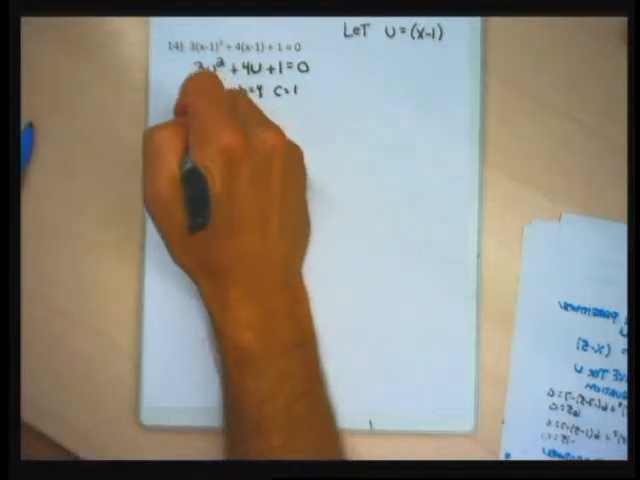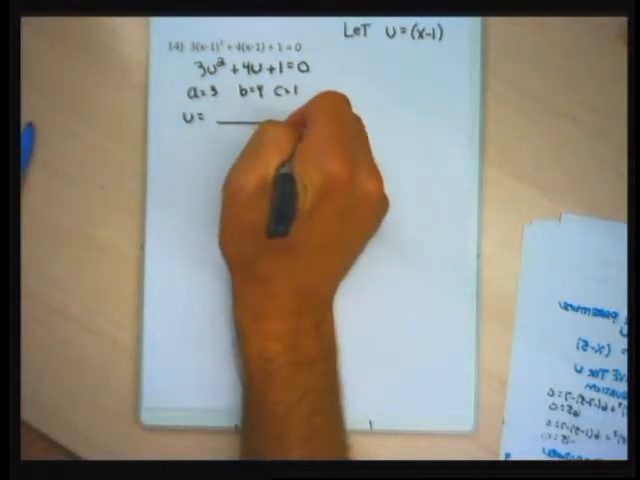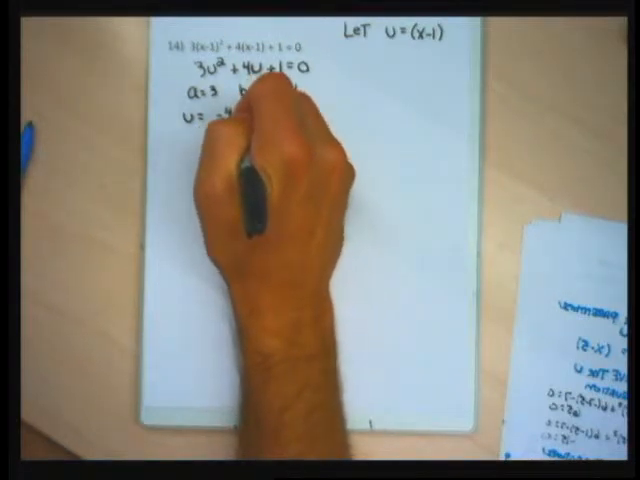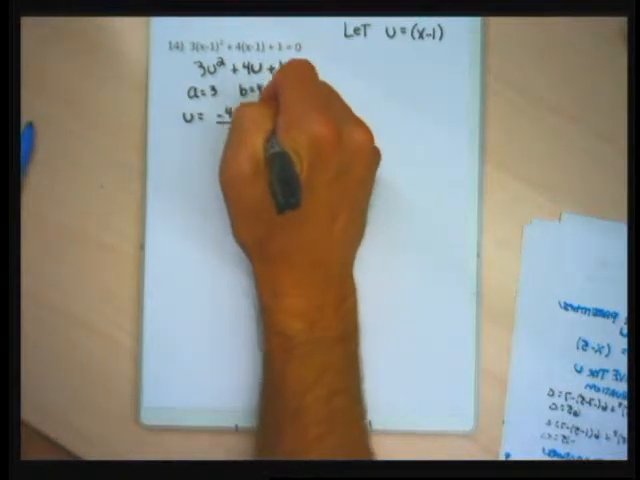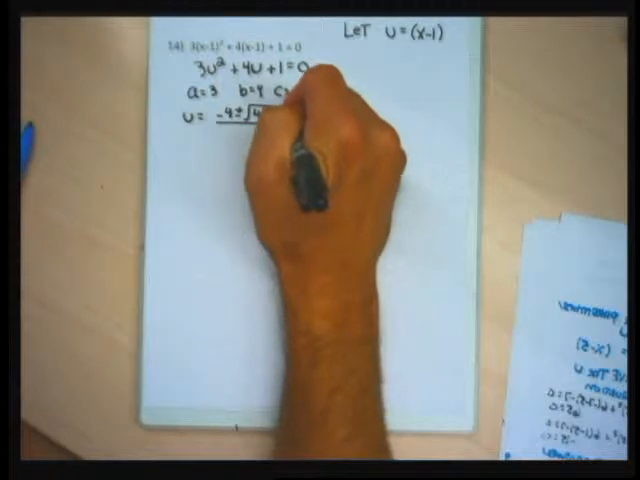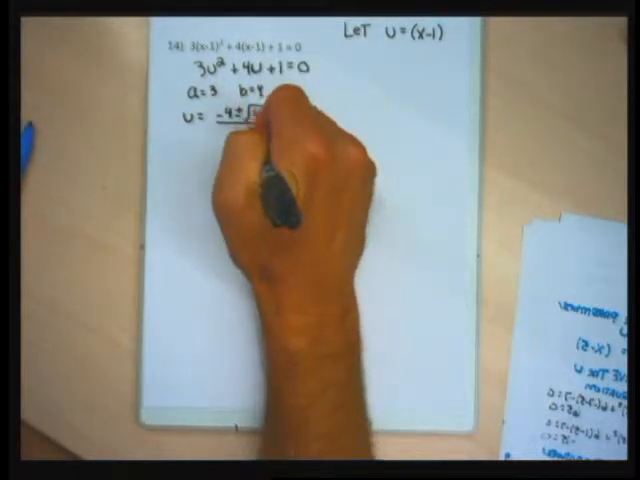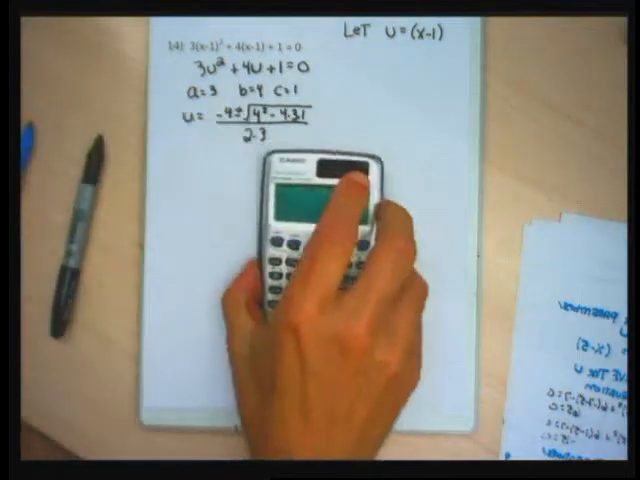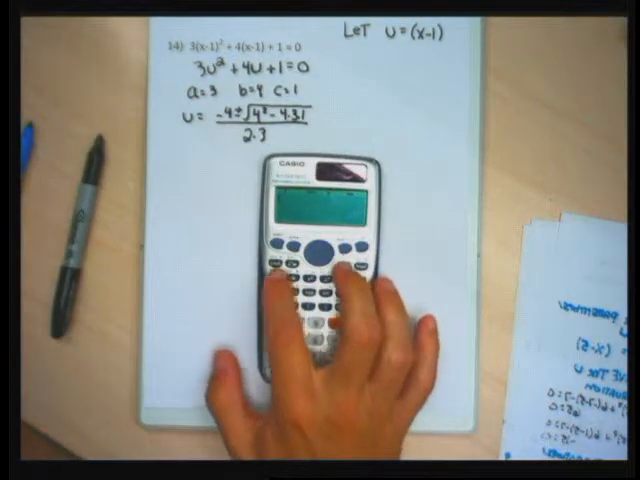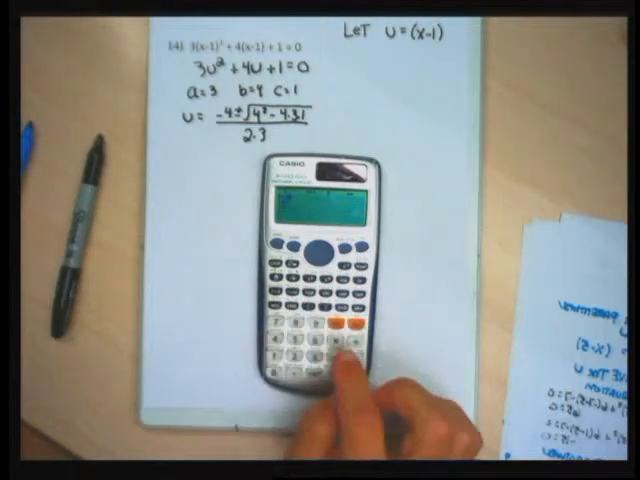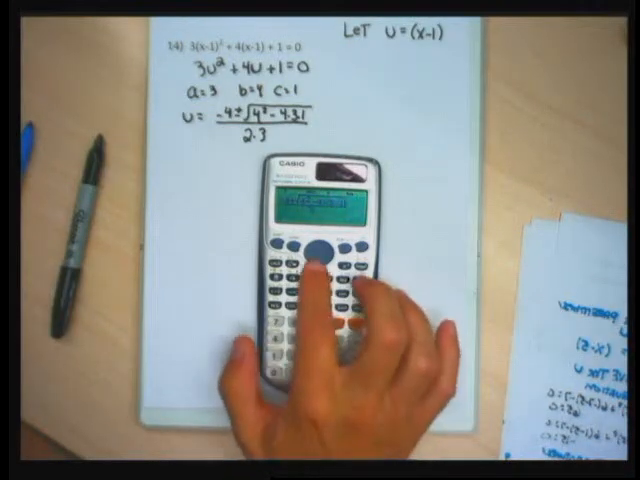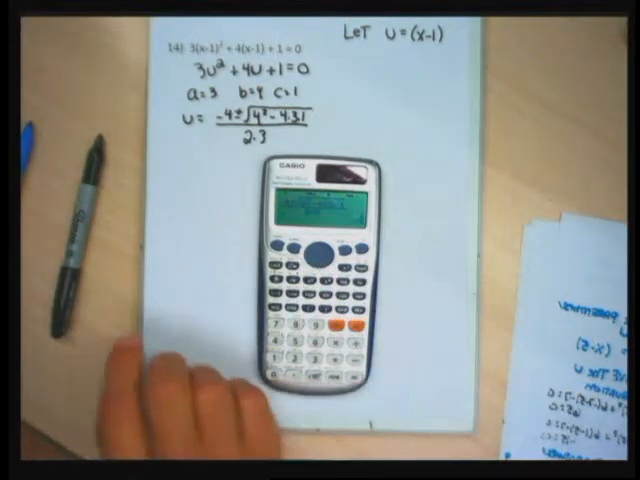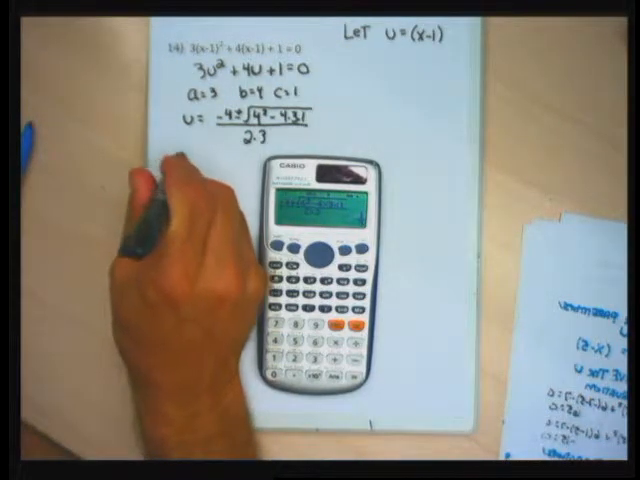So I have a equal to 3, b equal to 4, c equal to 1. I'm going to go u equals negative b, which is negative 4, plus or minus the square root of b squared, which is 4 squared, minus 4ac, which is 4 times 3 times 1, over 2a, which is 2 times 3. I'm using my calculator on these, so I'm going to do that. So fraction: negative 4 plus the square root of 4 squared minus 4 times 3 times 1, over 2 times 3. Yeah, that gives me u equal to negative 1/3.